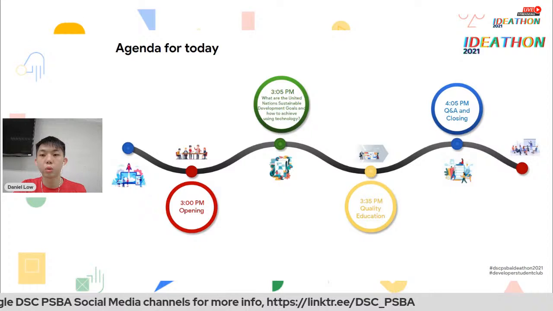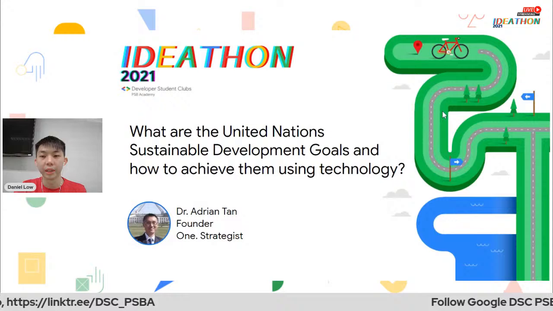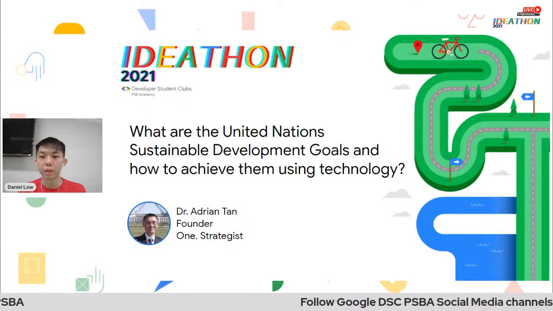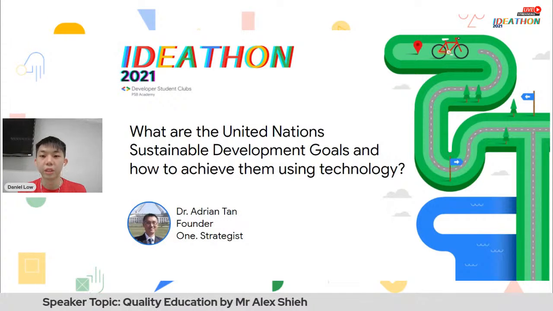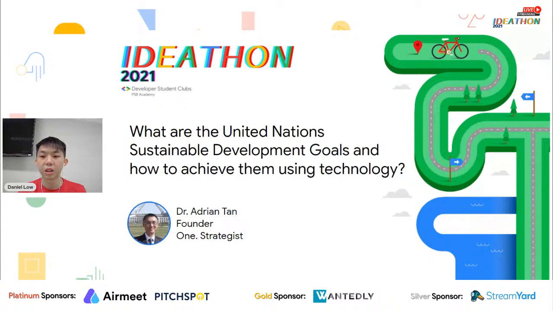Now, we will be moving on to the main segment. We are very happy and honored to have two amazing speakers here with us today. First up, we have Dr. Andrian Tan. Andrian is founder of One Strategies. Andrian is an advocate of change, ethics, and sustainability for business and organizations. He currently researches on the future of work. He is also a practicing consultant, ideating new knowledge and capability in sustainability and well-being for individuals, organizations, and communities. So now I will pass it on to Andrian. Andrian, please.